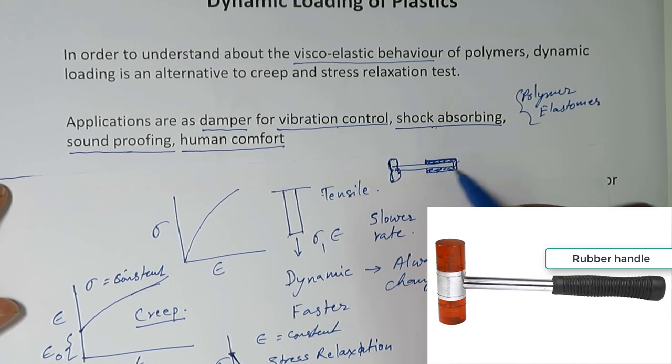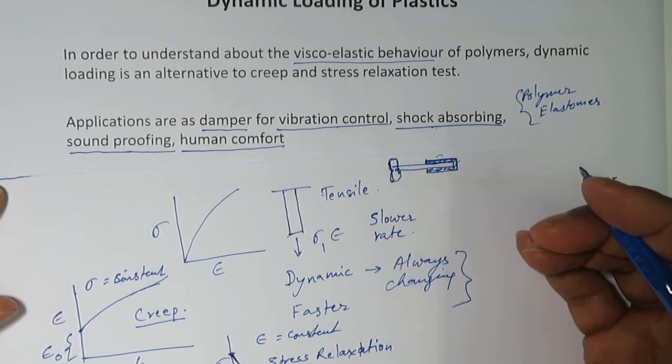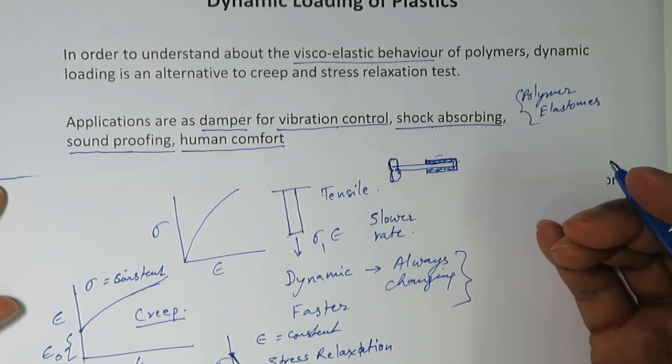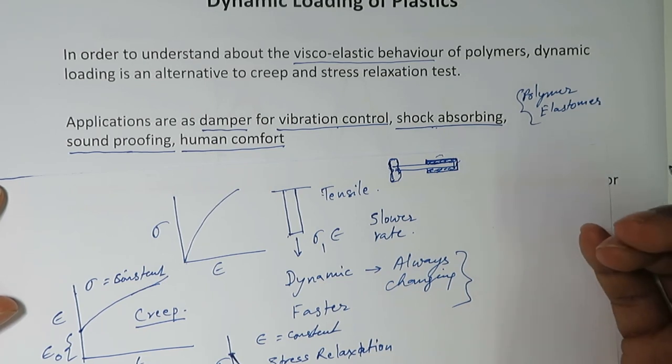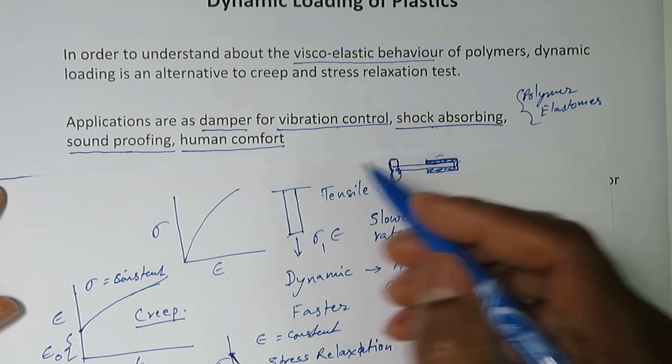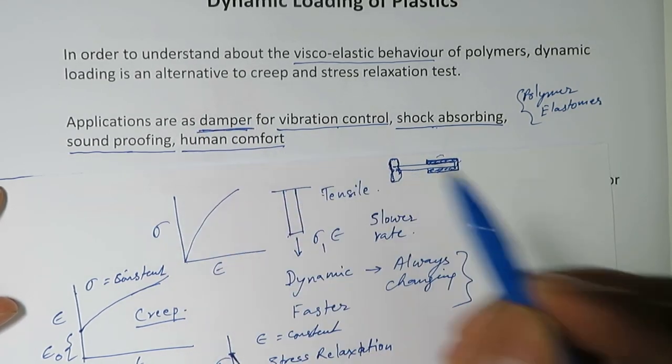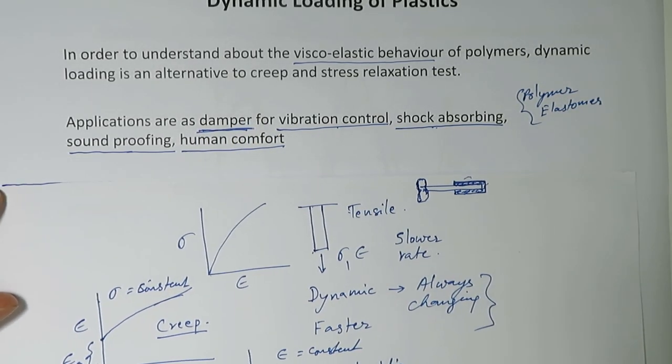And this is also because of the viscoelastic nature, because the viscoelastic nature will give rise to absorbing the vibration or the shock, and therefore it is comfortable to the human hand. So these are all applications. There are many other applications. For example, in railway we can use, in earthquake application we can use. So there are many applications where the damping property of viscoelastic materials is used.